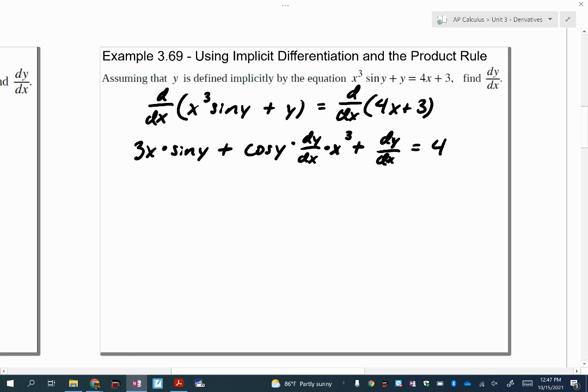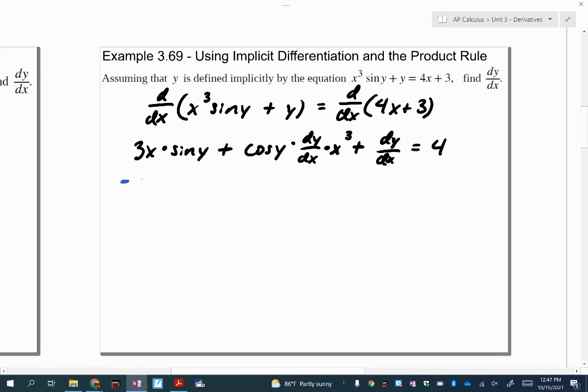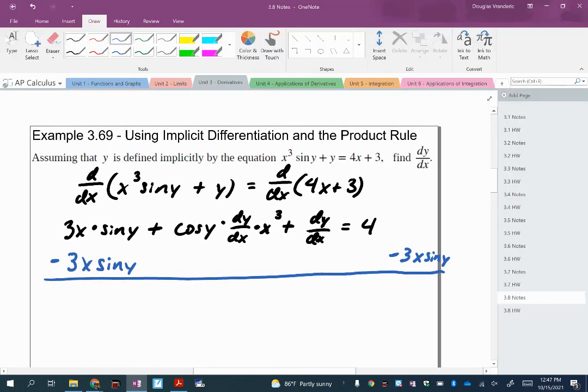Now, at this point, the way we're going to do this is following the steps in the slide for the problem solving for this. We want to get everything that doesn't have dy/dx to the other side so we can factor out dy/dx. So I'm going to move this piece over to the other side. I'm going to move 3x sine y to the other side. So minus 3x sine of y.